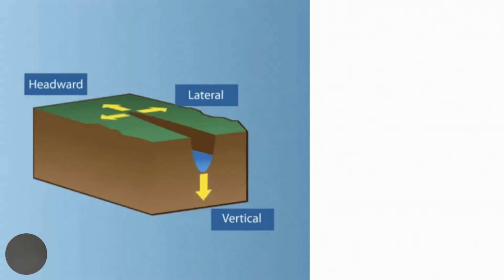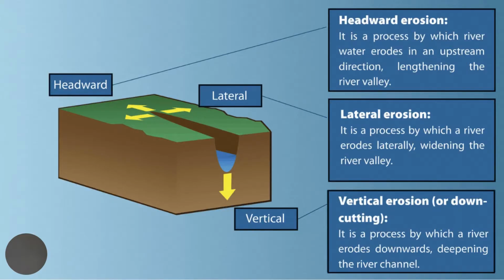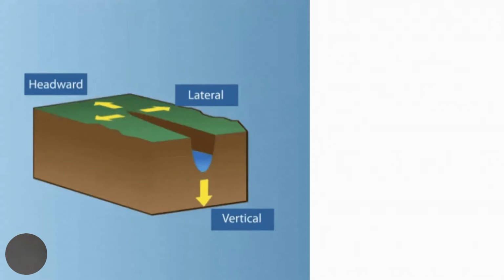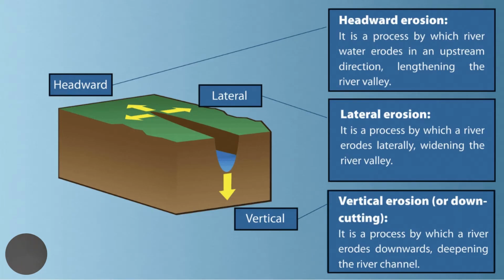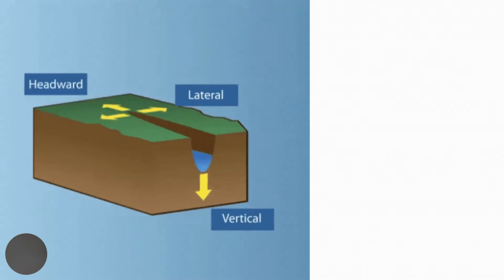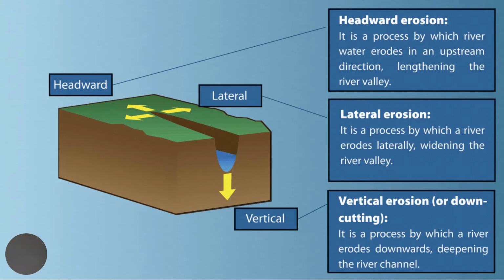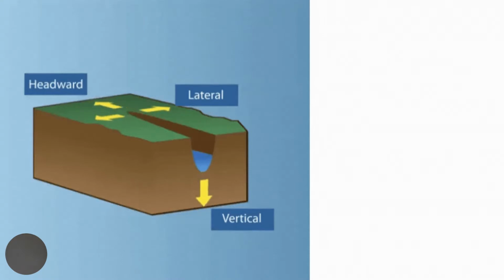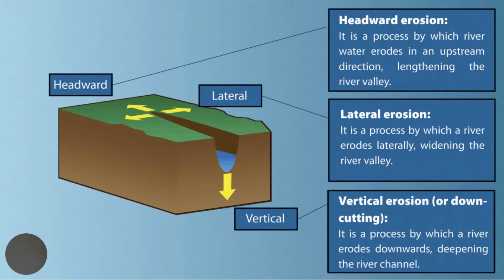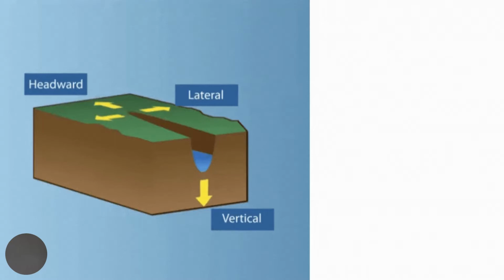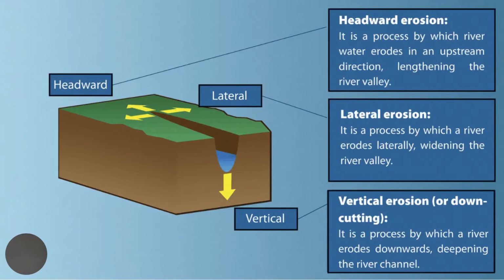We generally find vertical erosion in the upper course of a river, while lateral erosion is mainly seen in the middle and lower courses of the river. Headward erosion is mainly seen at the source of the river channel, but it can also be viewed in the upper course where there are waterfalls.